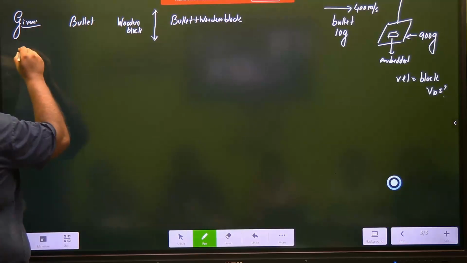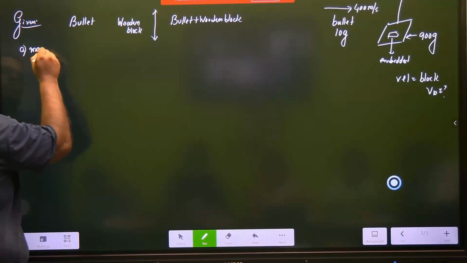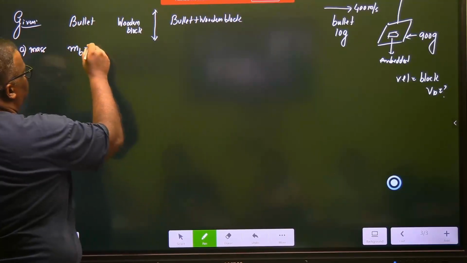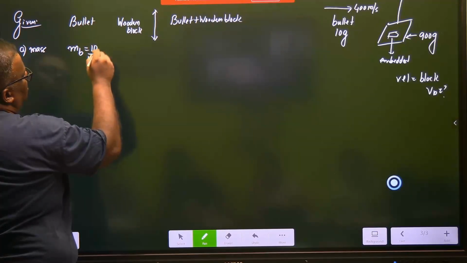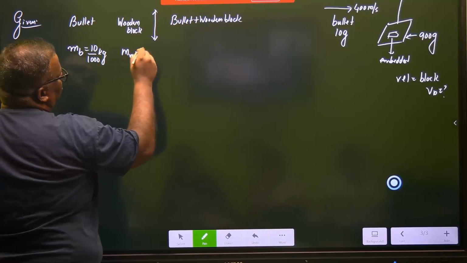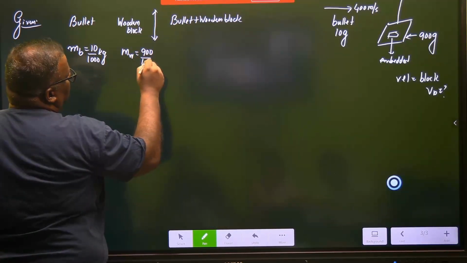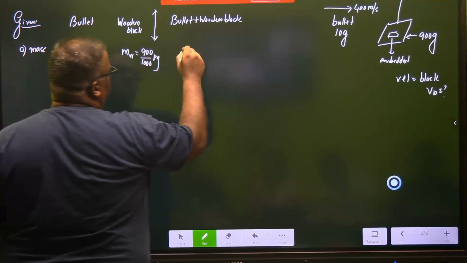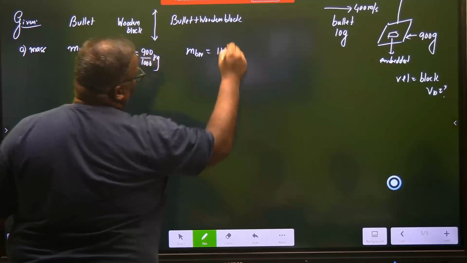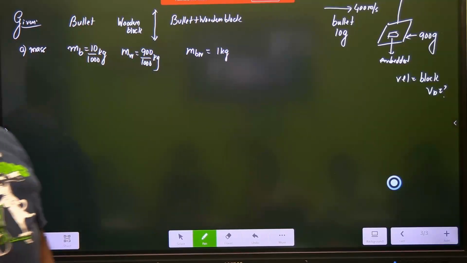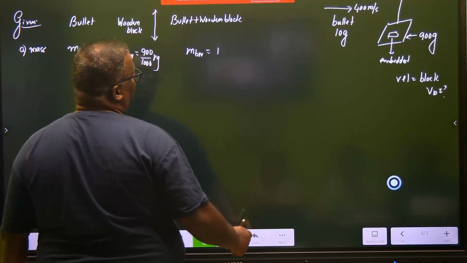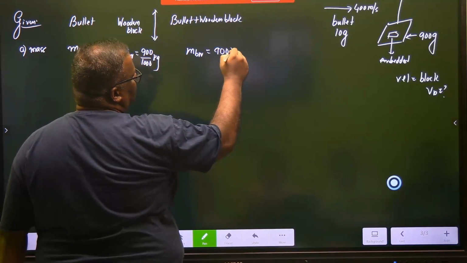So our first parameter is what? Mass. Shall we write this as MB? And this mass is how much? 10 gram, 10 by 1000 kg. Mass of the wooden block, MW, 900 by 1000 kg. And this is MBW, which is equal to 1 kg. Why 1 kg? 900 plus 10. If you want, I can break it, but it will be a little bit of spoon feeding. But you love spoon feeding, right? 900 plus 10.